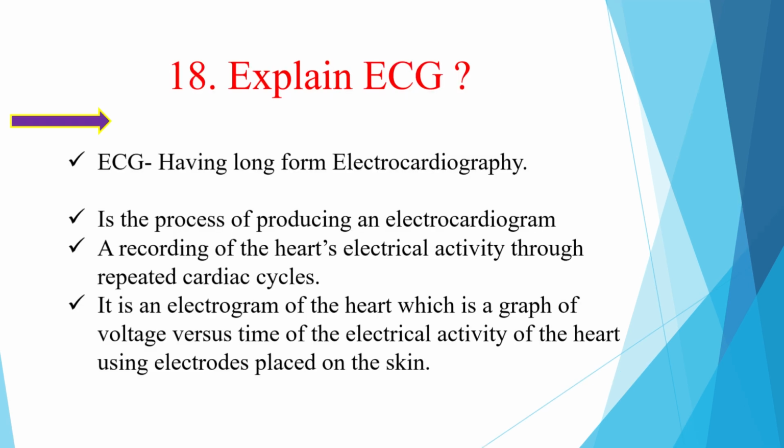Question number 18. Explain ECG. ECG, the long form being electrocardiography, is the process of producing an electrocardiogram, a recording of the heart's electrical activity through repeated cardiac cycles. It is an electrogram of the heart, which is a graph of voltage versus time of the electrical activity of the heart using electrodes placed on the skin.